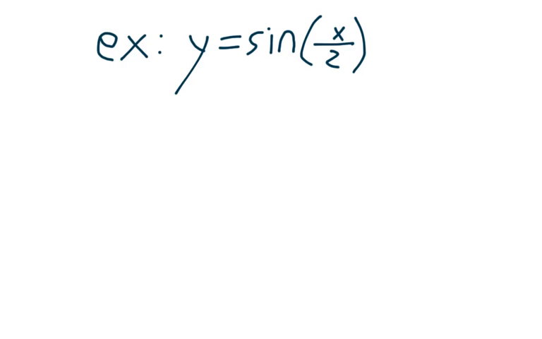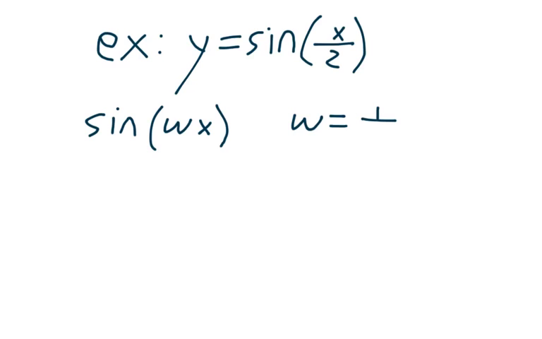Okay, so here's another example I think would be good for us to do. Let's now graph y equals the sine of x over 2. So in this case, we do have sine of omega times x, right? Where in this case, we have omega would be a half. Okay, so let's again get the period, right?